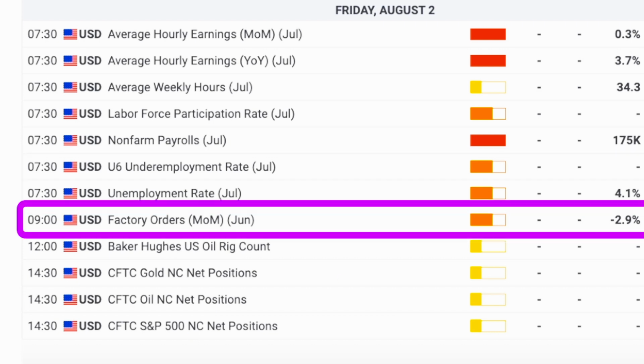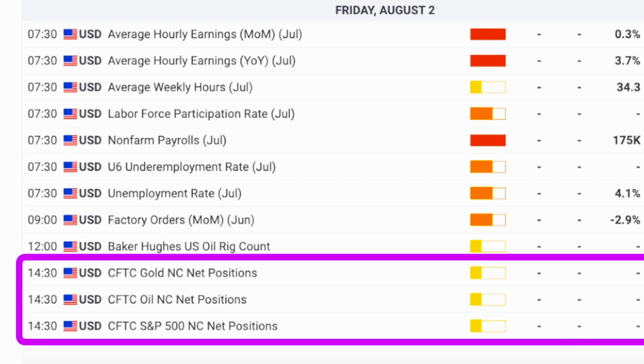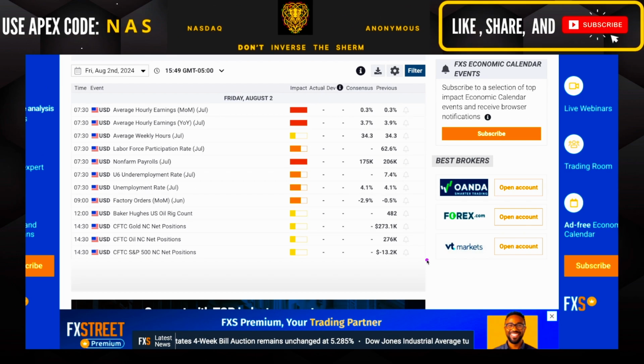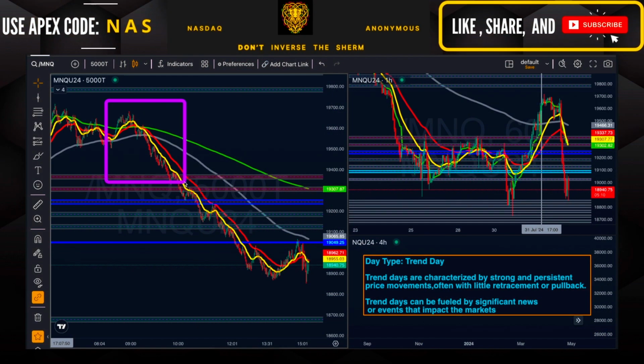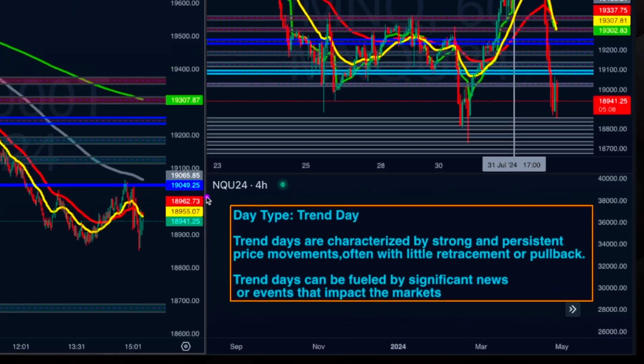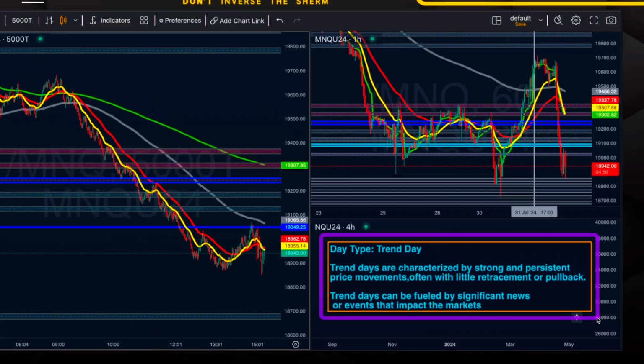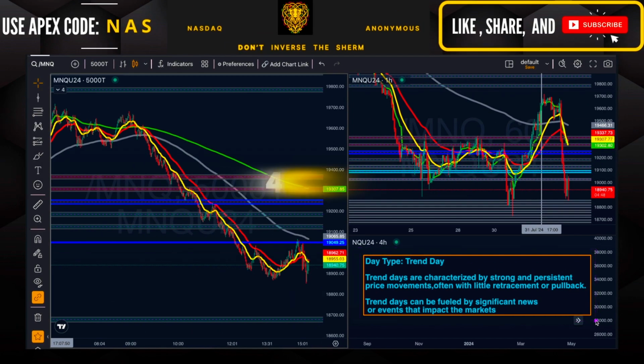At 9 o'clock, we have factory orders for the month of June, and at 2:30, we have CFTC data being released. And now that we know what to expect, let's jump into the charts and create a game plan for tomorrow's price action. This is the block of price action that we traded during today's stream, and today was definitely a trend day. And as I analyze the charts, I see about 4 clues that are going to be essential for helping us find the best trades going into tomorrow's price action. So let's jump into it.